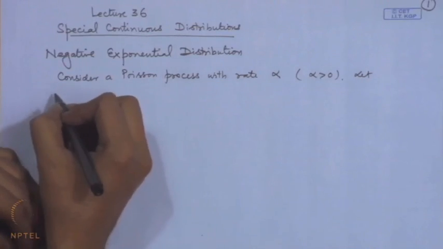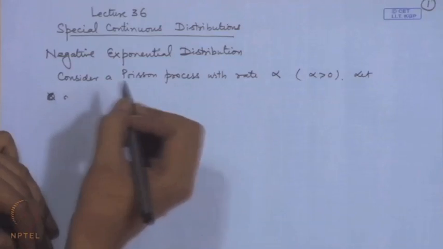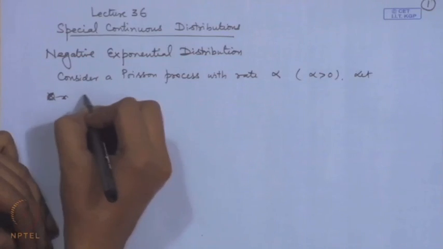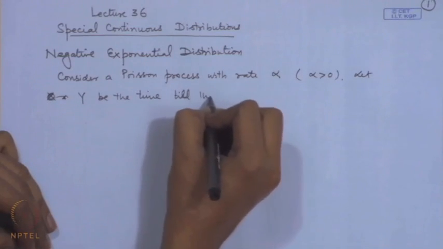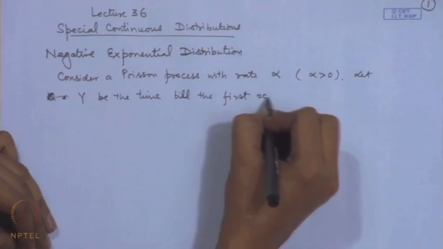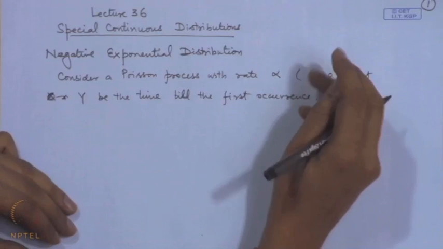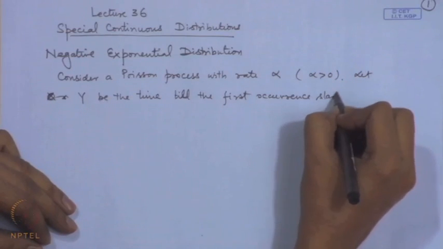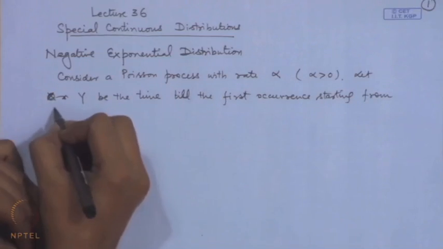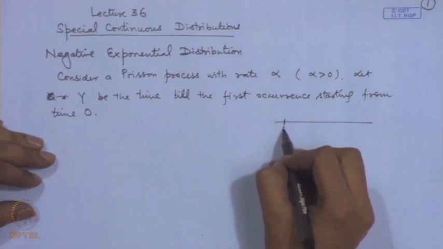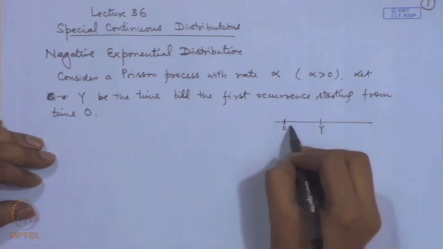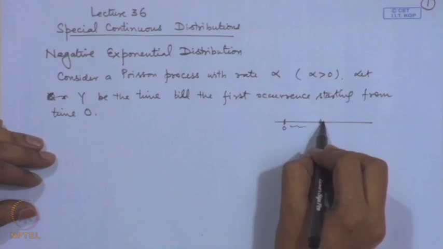We have already used the notation x for the number of occurrences. So, let us use another notation, let y be the time till the first occurrence, starting from time 0. That means, we start observing a Poisson process and we wait till the first occurrence is observed. So, this is the Poisson process here, this is the time 0 and this is the time y, where the first occurrence has occurred. That means, between 0 to y there is no occurrence.